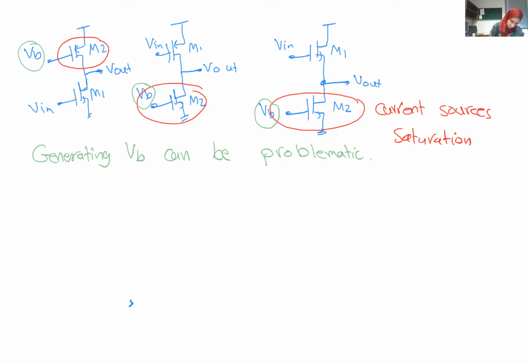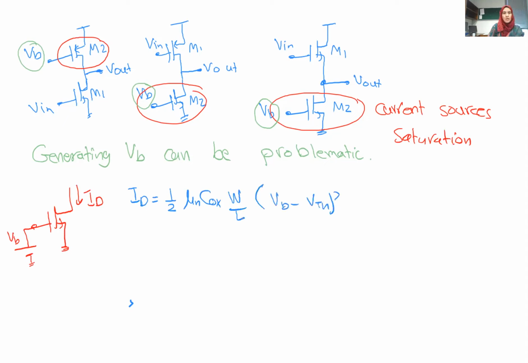Now, let's assume that this VB is basically coming from a battery. And we have here ID. If you remember, since it's in the saturation region, ID equals half mu COX W over L of VB minus V threshold squared. Okay, now the thing is that if the temperature varies by some degrees, for example, if you are in a very cold area, inside the house, and then you leave the house, the temperature will vary by tens of degrees, and this will change.